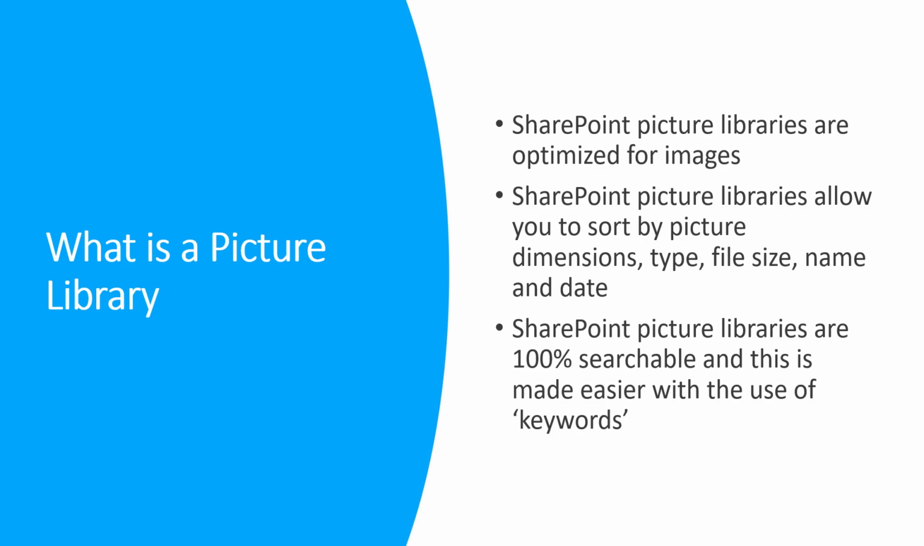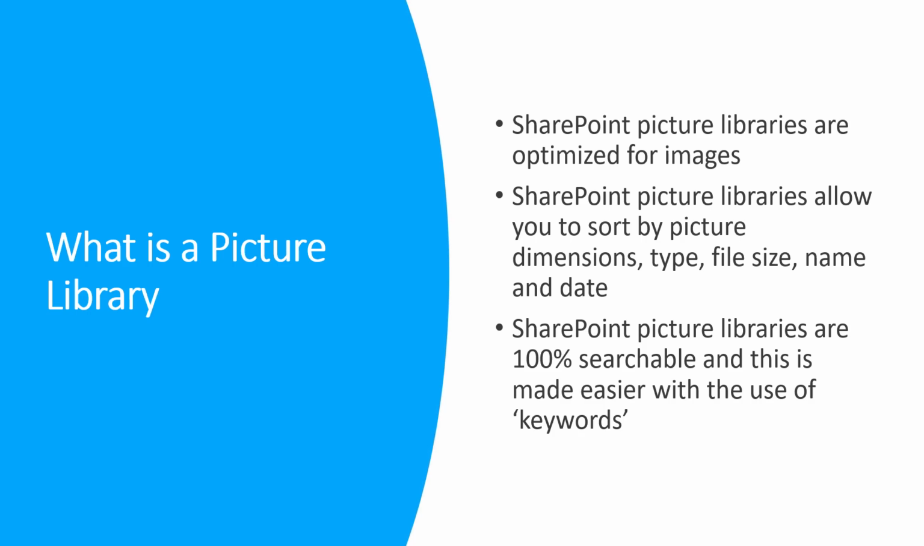Today we're going to be looking at another feature of SharePoint, the picture library. SharePoint picture libraries are optimized for images, and they allow you to sort by picture dimensions, type, file size, name, and date modified. You can add other columns if need be.